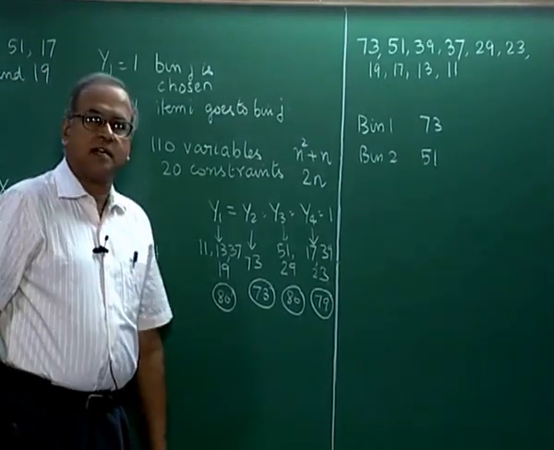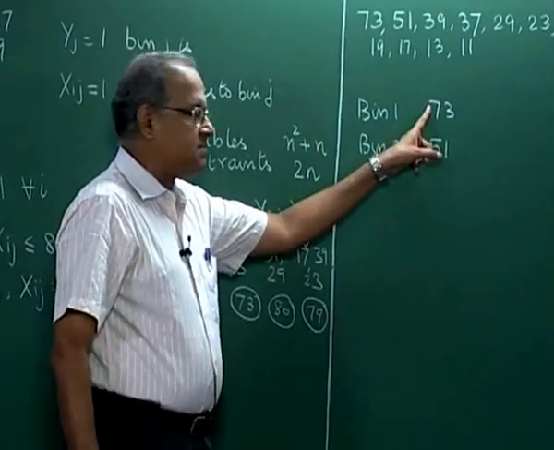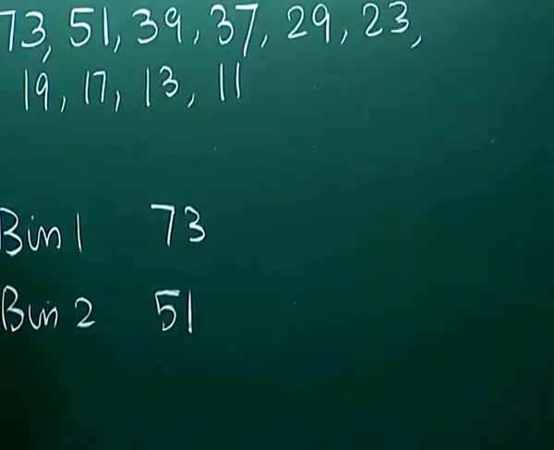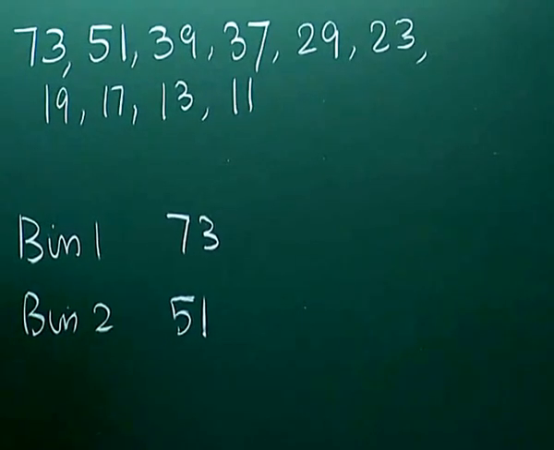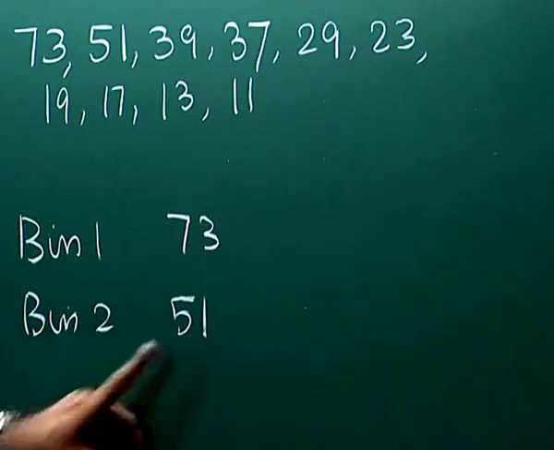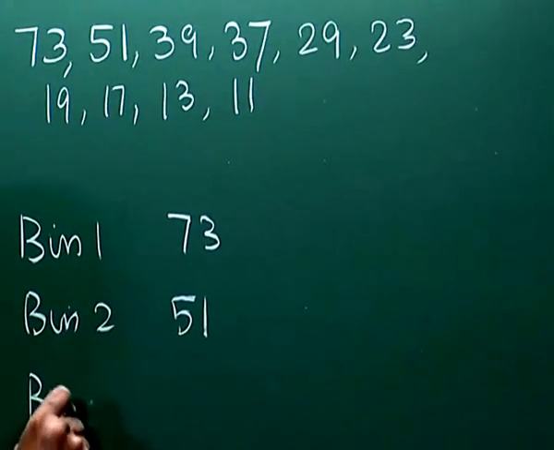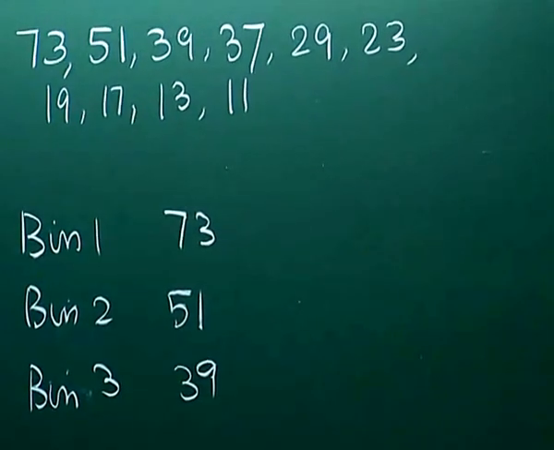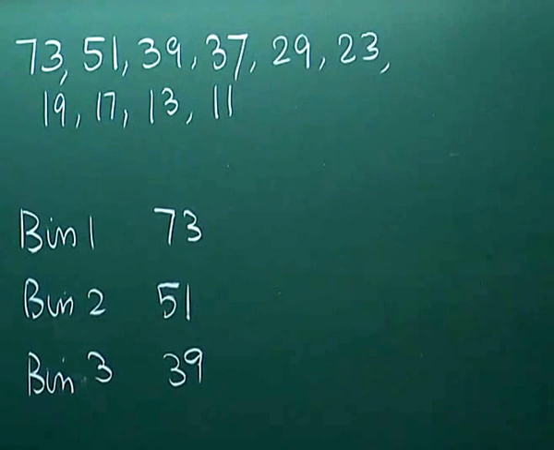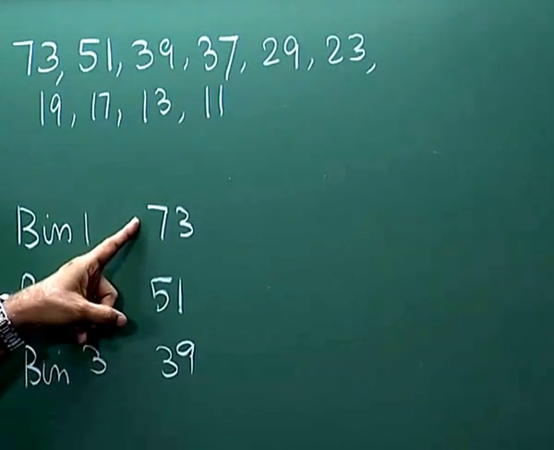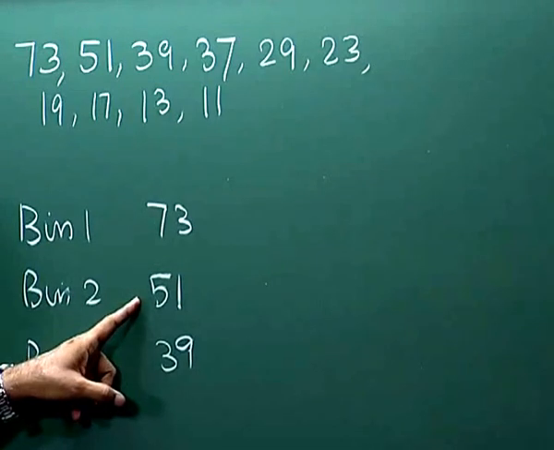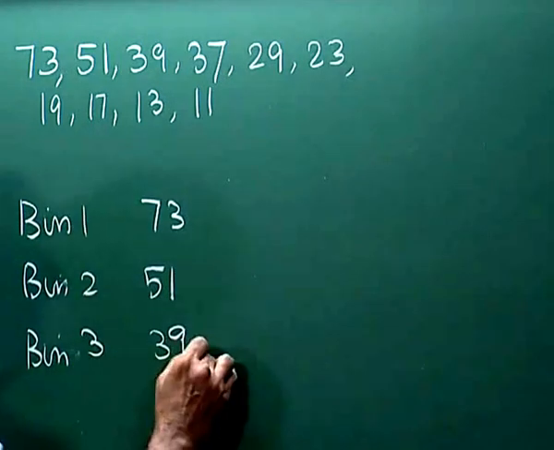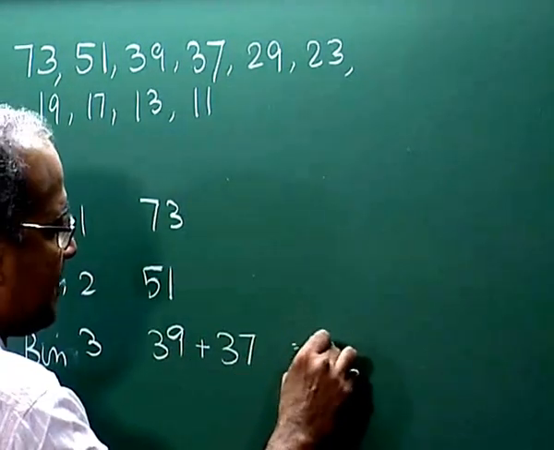Now, take the third item which is 39 and see whether it will go into this bin first, it will not go, and then see whether it can go into this bin. 51 plus 39 does not go into this bin. So, create a third bin, bin 3 with 39. Now, take the fourth item with 37. It will not go into this bin because the length will become 110. It will not go into this bin because the length will become 88. It will go into this bin. So, 39 plus 37 with length equal to 76.